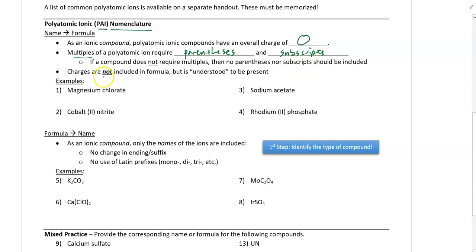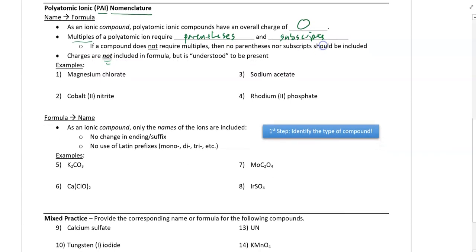And finally here, charges are not included in the formula, but it's understood to be present, right? So just like any other ions, when we write them out as a compound, the ions aren't actually written out, even though we know they're sort of hidden there. Okay, let's talk through these.